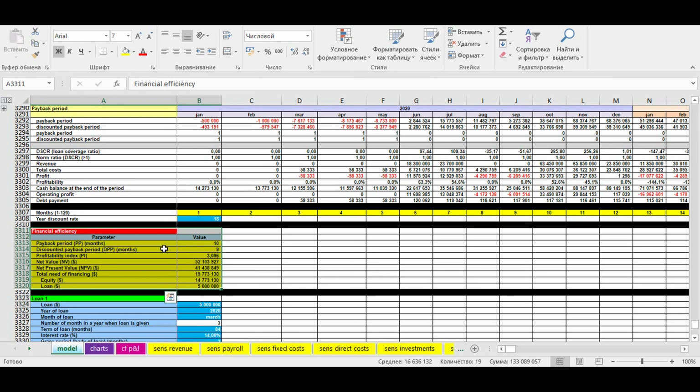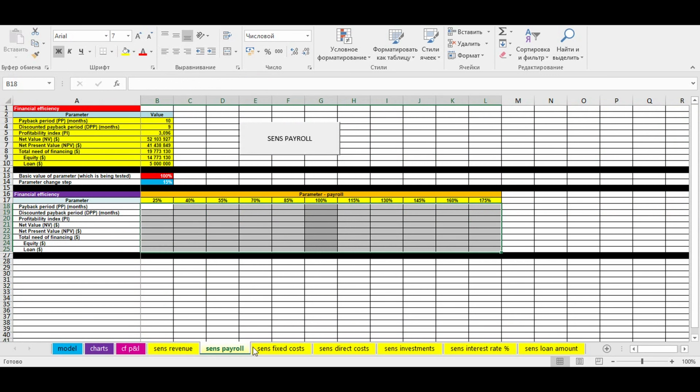Is this model stable? What will happen to your business if revenue decreases or expenses rise? Now it's time to apply sensitivity analysis. Further, we have several Excel sheets where we test financial efficiency. We test the influence of such parameters as revenue, fixed and direct costs, payroll, investment, interest rate, and loan amount.